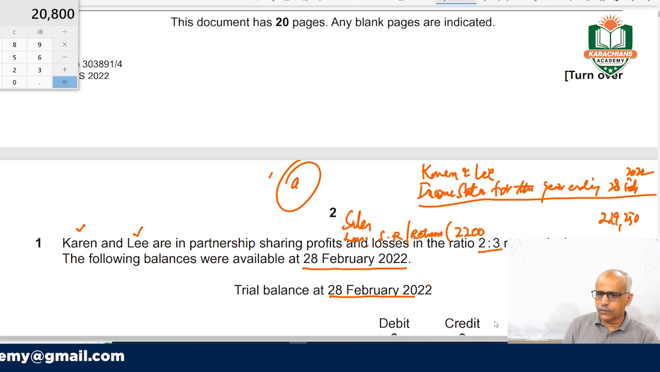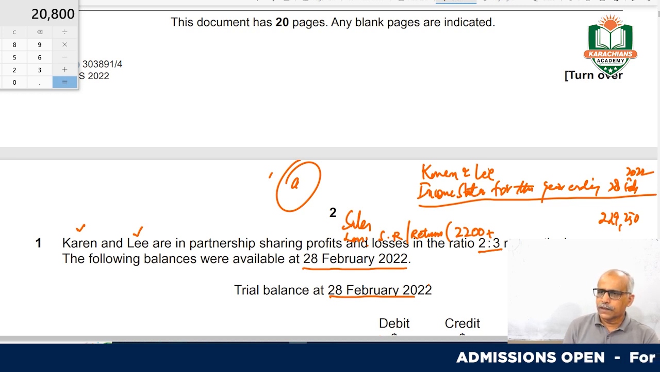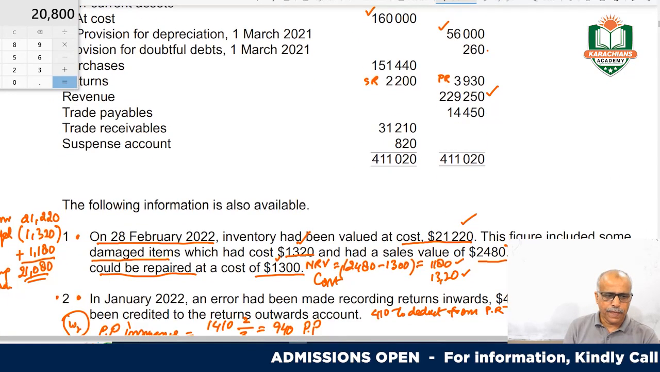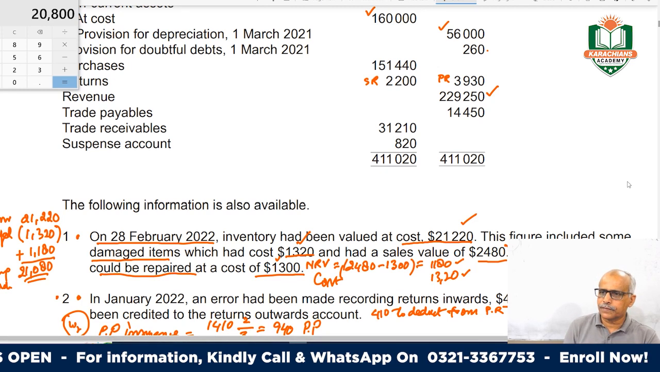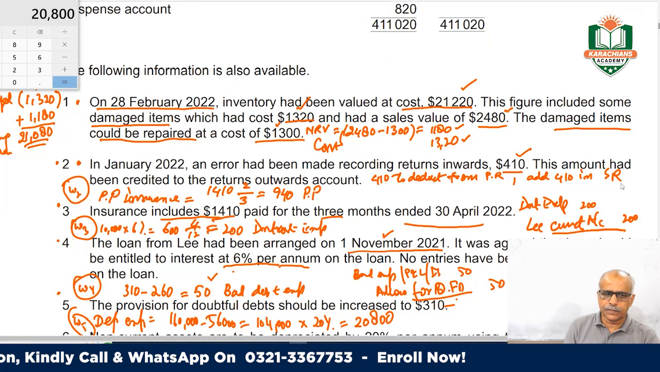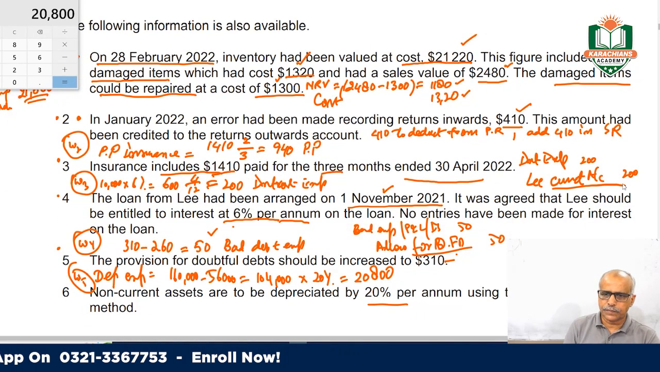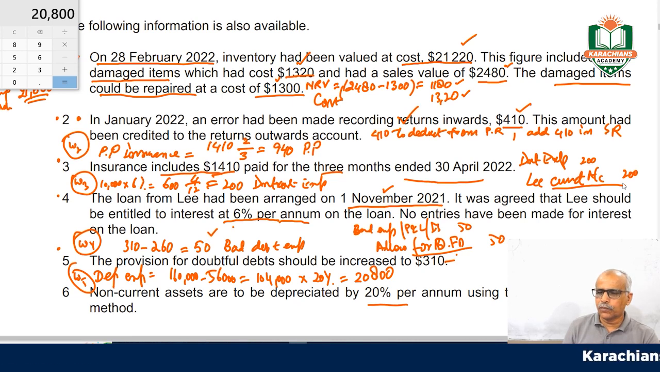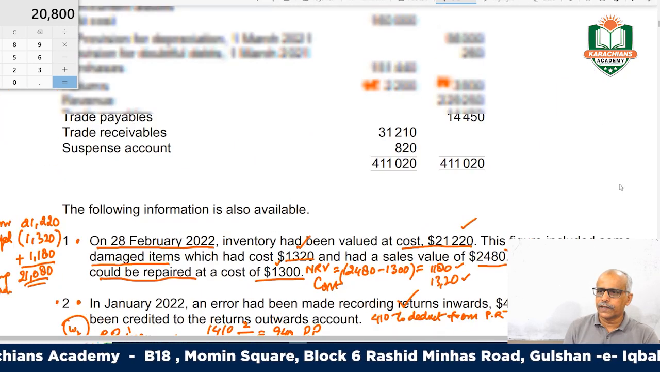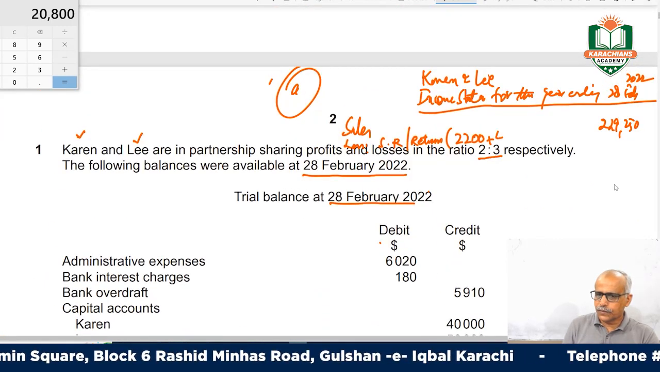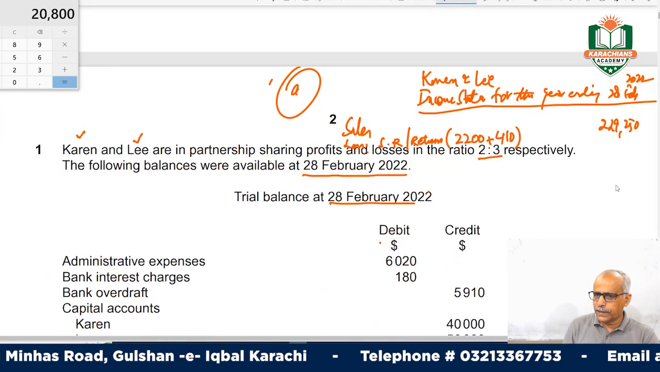Sales returns are 2,200, but one of the sales returns was wrongly debited to purchase returns, so we have to make this adjustment. 410, yes, we have to make this adjustment. Deduct from purchase returns, and add to sales returns. So 410 you have to add here.